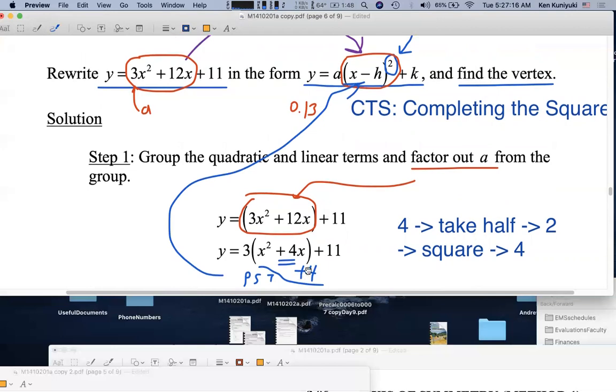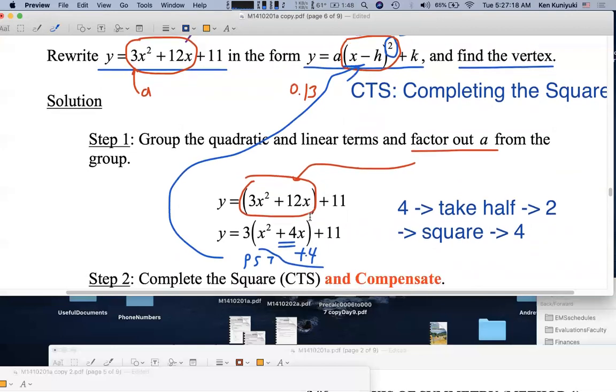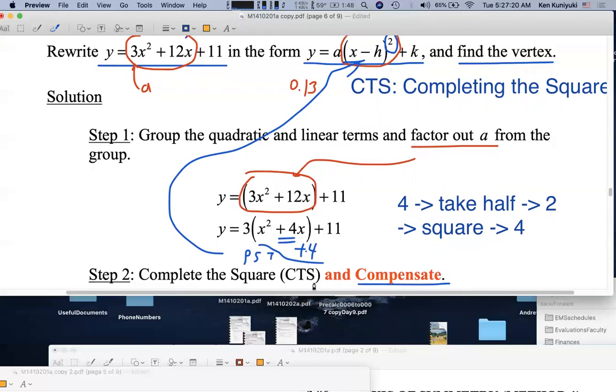But now wait a minute. We also have to compensate. We have to pay for what we do over here. We can't just throw in a plus 4 because we feel like it. And you have to be careful. How do we pay for inserting a plus 4 inside the parentheses here? A naive student might say, oh, well, I guess we subtract 4. Which I would understand, but you're being a bit naive.